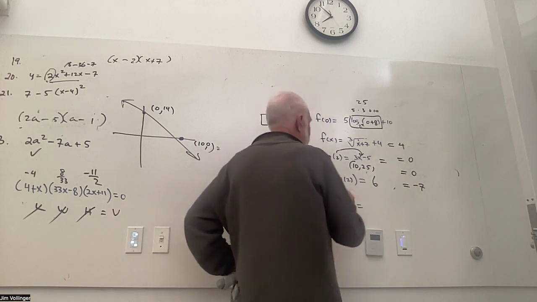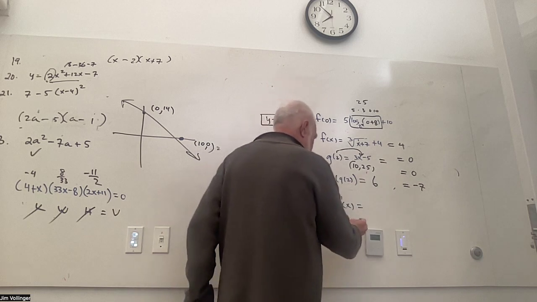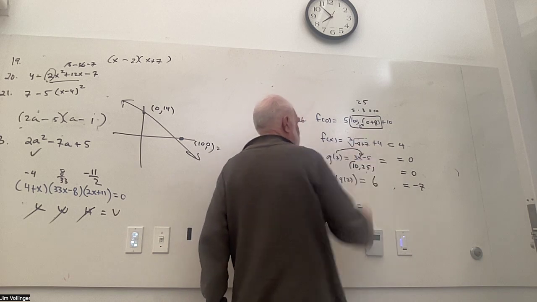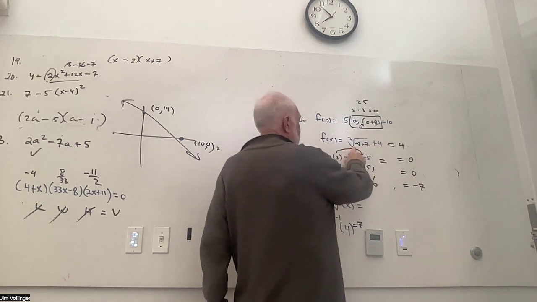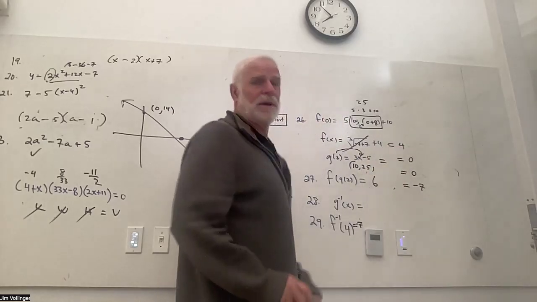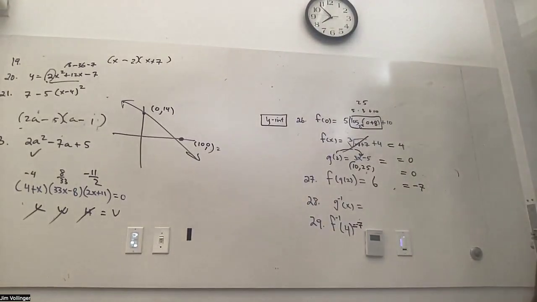So let's do f of negative 7. Sorry, I scared myself. I don't want to make a new video. What's negative 7 plus 7? 0. Cube root of 0 is 0. Plus 4 is 4. I hope I didn't make any mistakes there. I am getting a little batty.